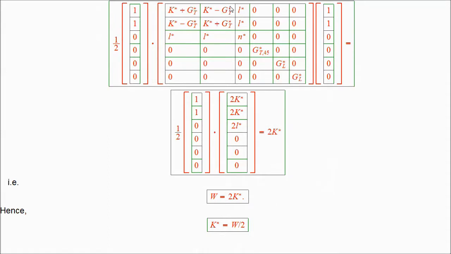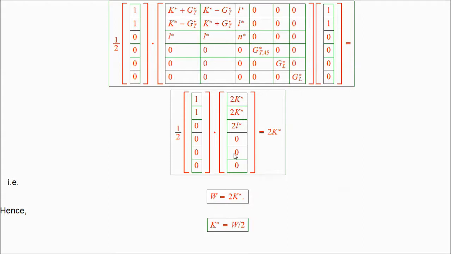We know that multiplying a matrix with a vector implies that we take this item multiplied with 1 plus this item multiplied with 1 plus this item multiplied with 0, and so on. So it's only these two multiplications which are interesting. This times this plus this times this is just equal to 2 times k star.